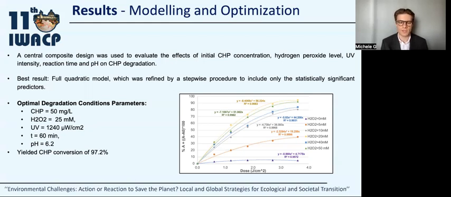For a chloramphenicol concentration of 50 milligrams per liter, a combined treatment of 25 millimoles of hydrogen peroxide, 1,240 microwatts per centimeter squared of UV radiation for a time of 60 minutes at a pH of 6.2. And this would yield chloramphenicol conversion of about 97.2%. In the figure on the right, we represented some sample results from trials which were evaluating the effect of different hydrogen peroxide concentrations on the degradation of the antibiotic. And this can be observed in the figure on the right.